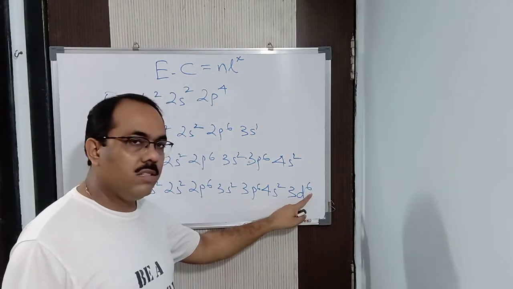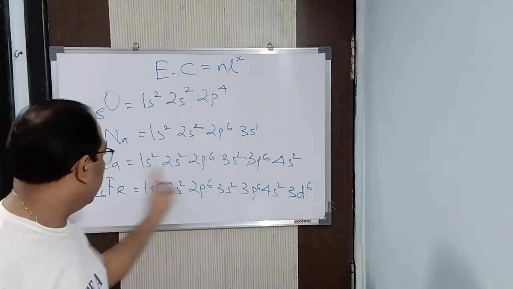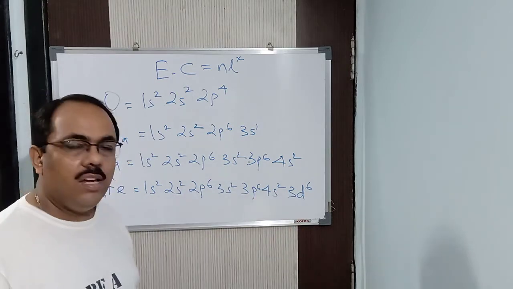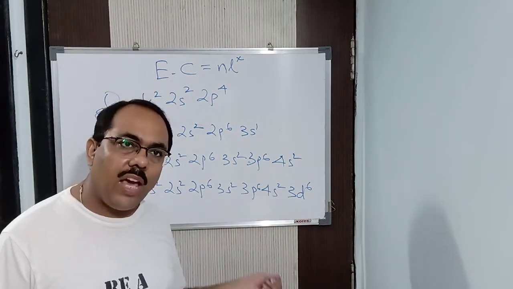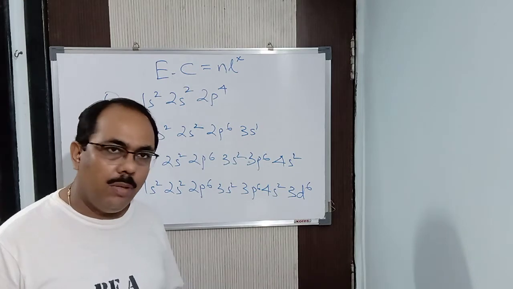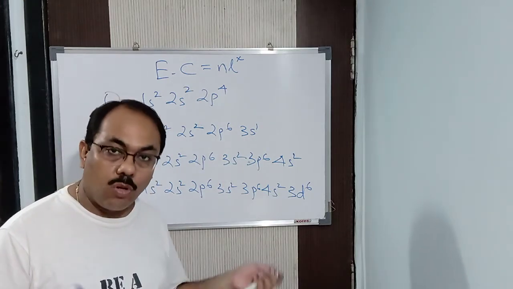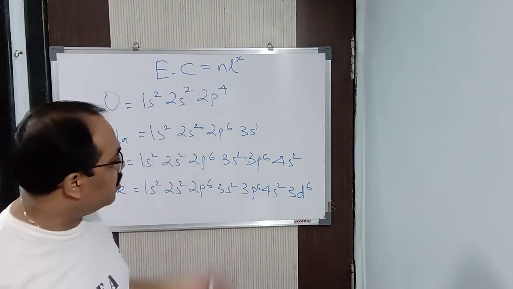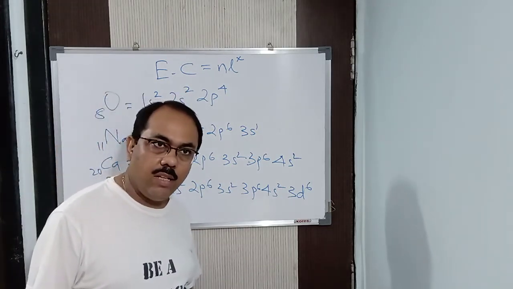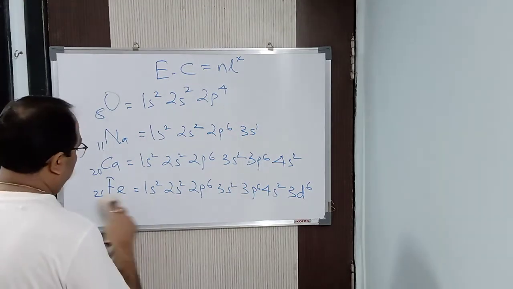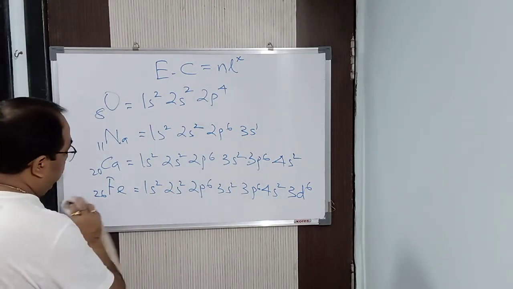Why did I write 6? Because up to here it is 20. You can see I have written it already here. 20. Now 6 more electrons I want. So 3d6. So you can write the electronic configuration of any atomic number. Any atomic number, whether it is 100 or 90 or 82 or whatever it is, you can write it down in this particular manner. Okay?